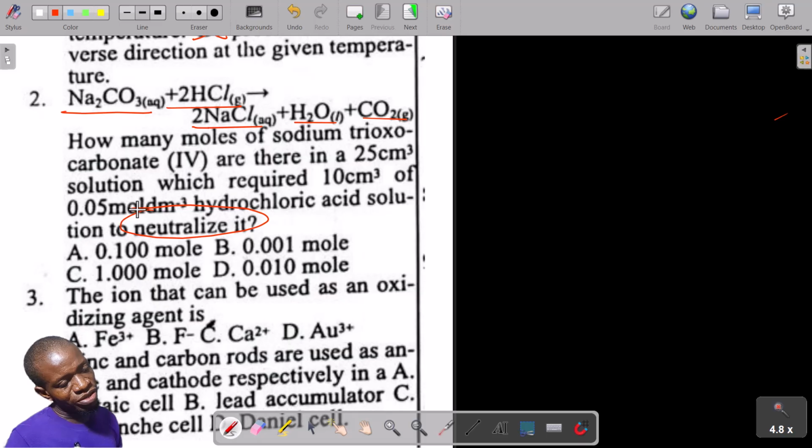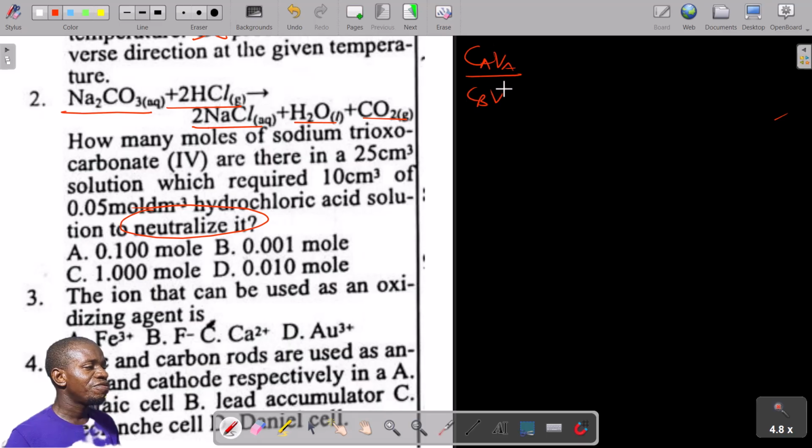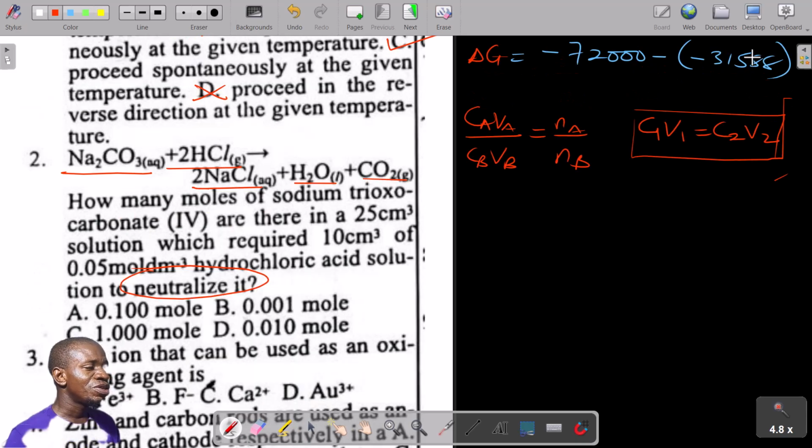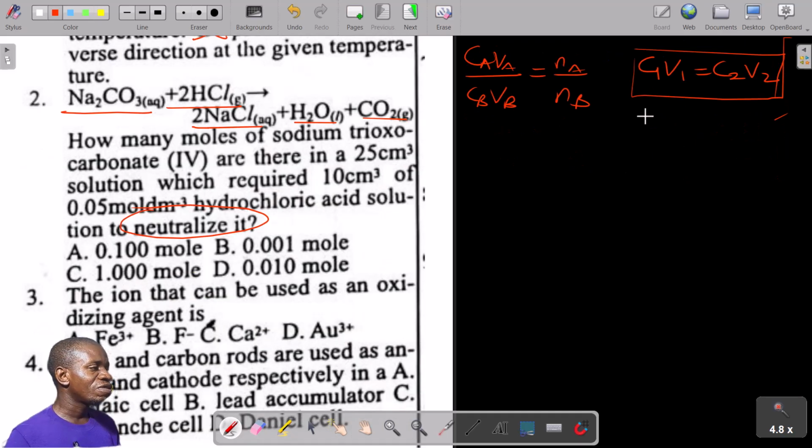Since it's a neutralization reaction, you think about the formula for neutralization. Basically, the formula is always CAVA over NA equals CBVB over NB. Please take note of one thing: there's another formula called C1V1 equals C2V2. This second formula that I wrote is called the dilution formula. You only use it when you hear the word diluted.